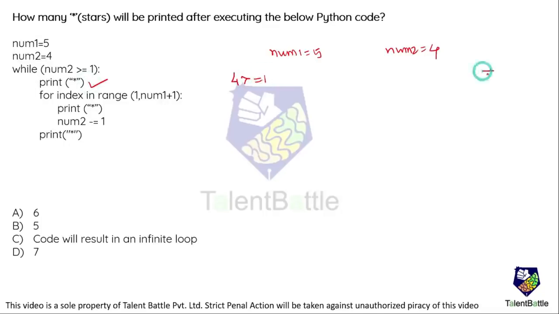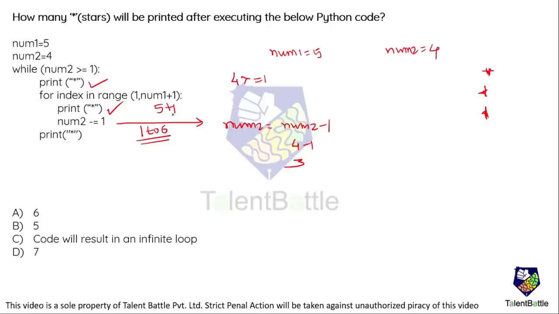So my first star is printed. Then for index in range, so for loop, I have the value 1 to num1, which is right now 5, plus 1. So 1 to 6, I will be checking this loop, and again this print part is there. So that is the second star. Now it will be num2 minus equals 1, so I can write this as num2 equals num2 minus 1. So 4 minus 1 is 3, print star, right?